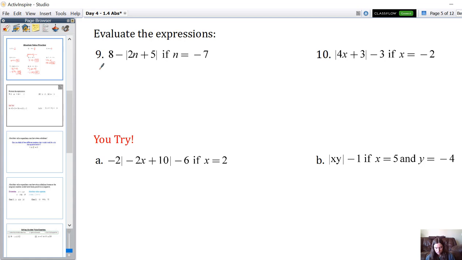So we have 8 minus the absolute value of 2 times negative 7 plus 5. Now we're going to simplify what's inside the absolute value. So we still have 8 on the outside, minus 2 times negative 7 is negative 14. So we have negative 14 plus 5.